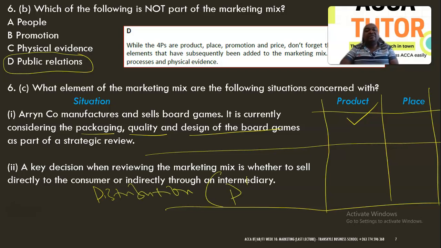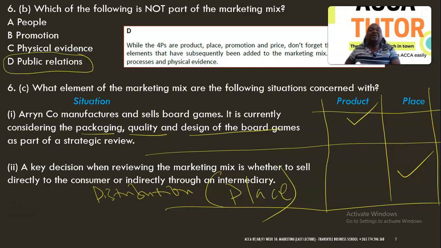which is a place, a P. So where are we going to distribute the product? How are you going to distribute the product? Shall we use a particular shop, our own shop, or do we need to use a wholesaler, something like that? Or are we going to use a website? We're going to sell the items through our own local shop or through an intermediary, so we'll be talking of distribution, and that's a function of place. So the answer is place.